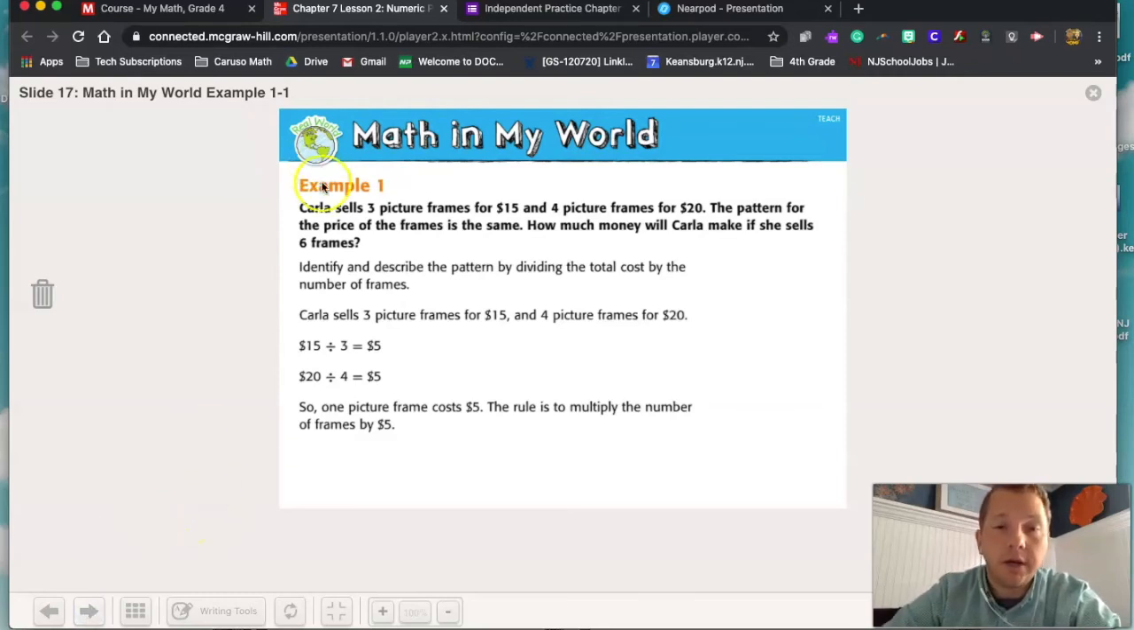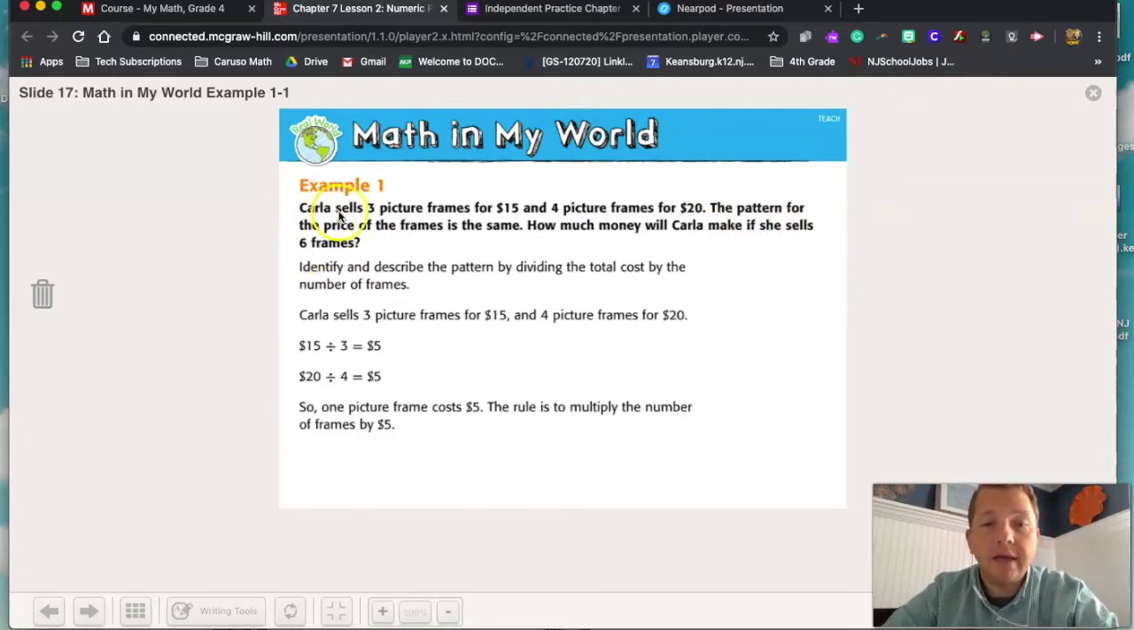So let's look at the next one here. Clara sells 3 picture frames for $15 and 4 frames for $20. The pattern for the price of the frames is the same. How much money will Clara make if she sells 6 frames?